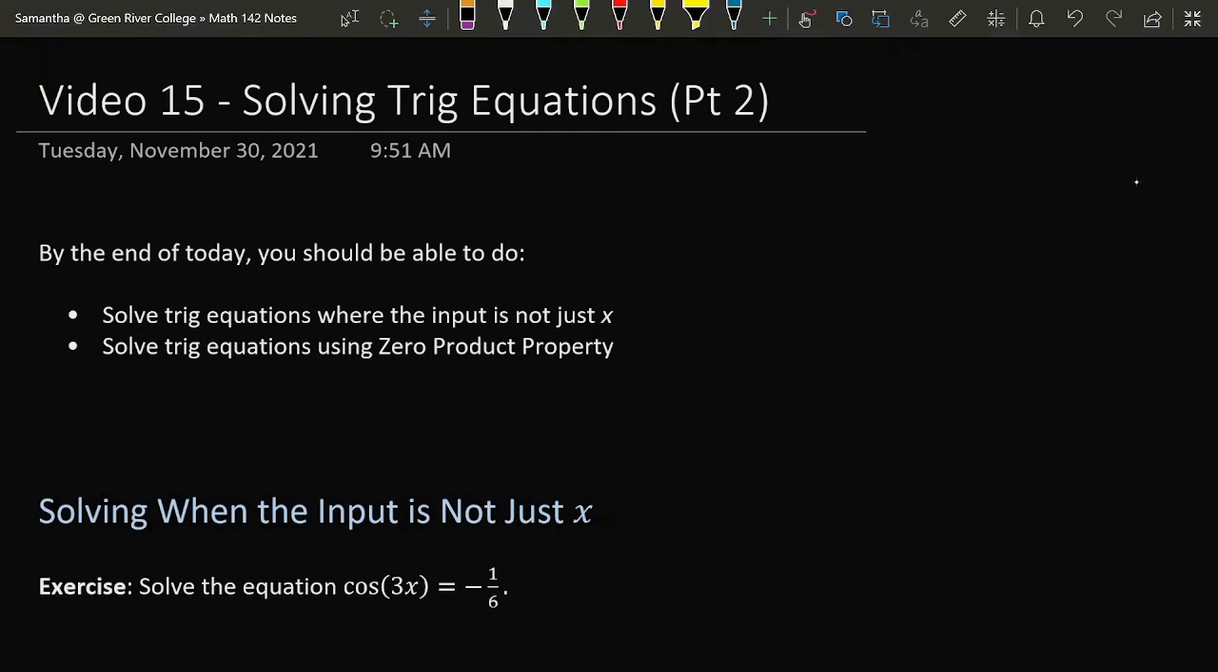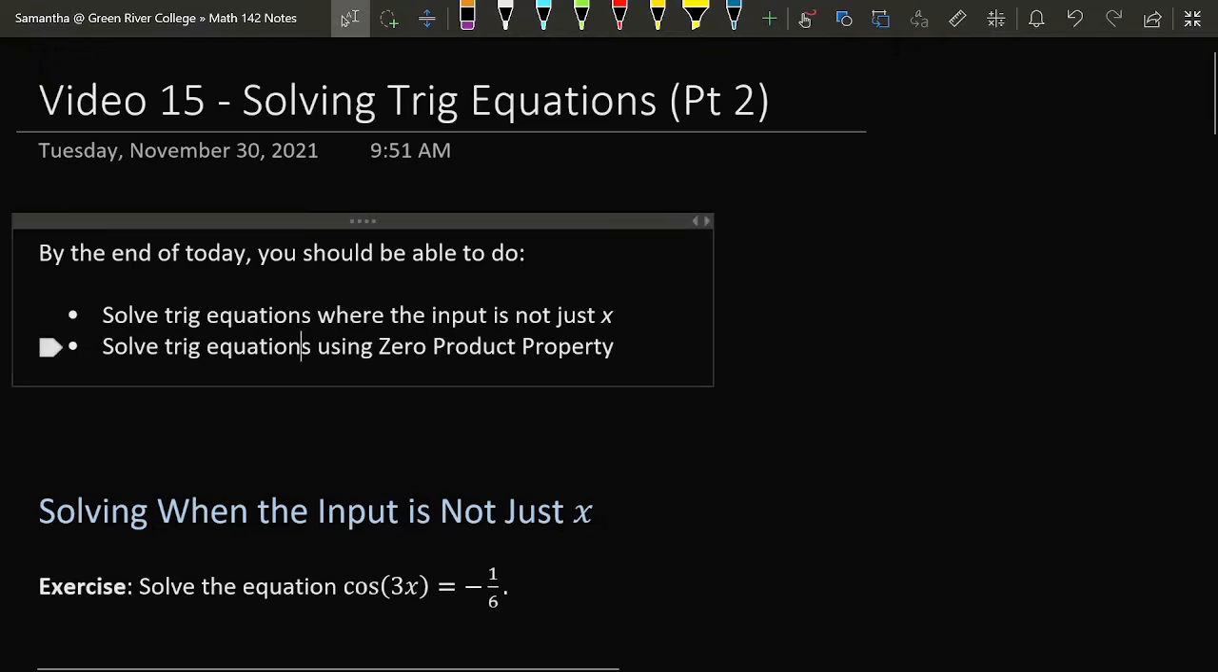The second thing that I'm going to look at today are trig equations where maybe there is more than one trig function in the equation. Maybe you have both a sine and a cosine. Maybe you have a cosine squared, something like that. In that case, we're going to solve those kinds of equations using factoring.